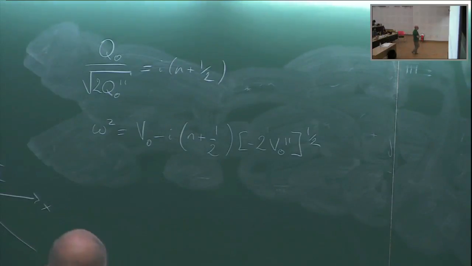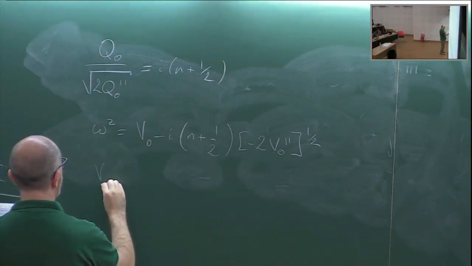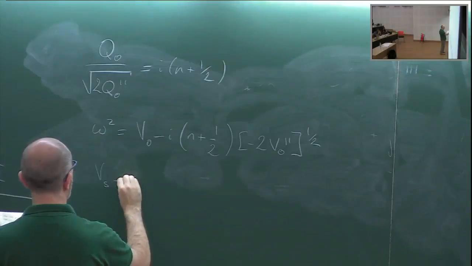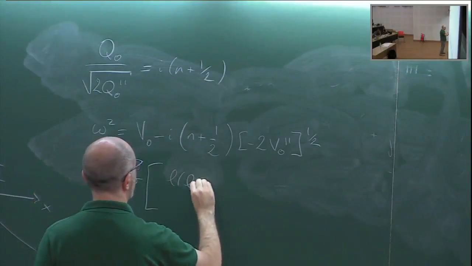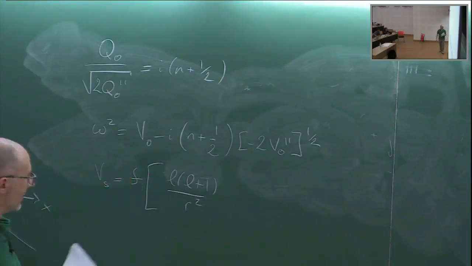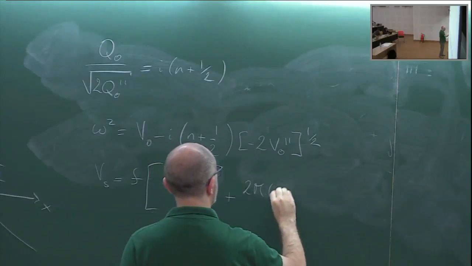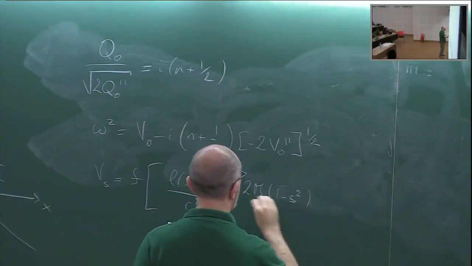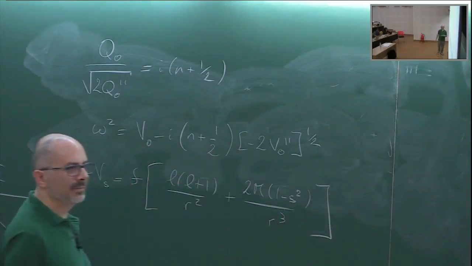If you now remember the form of V for a field of generic spin S, I wrote it down the other day, and this is, you have the centrifugal potential, and then you have a part that looks like this, right?